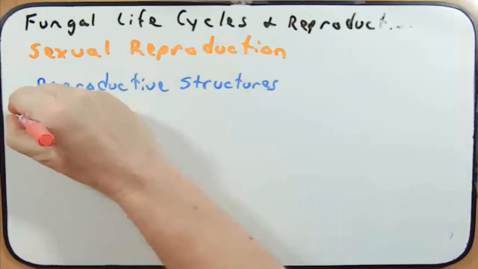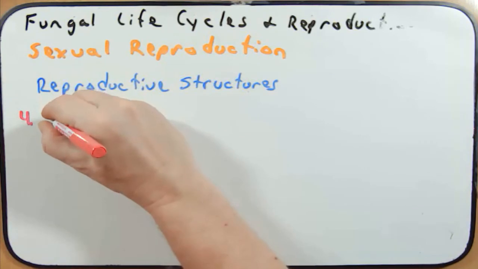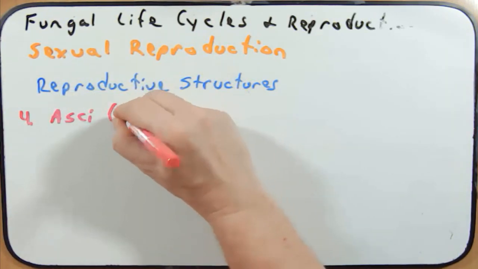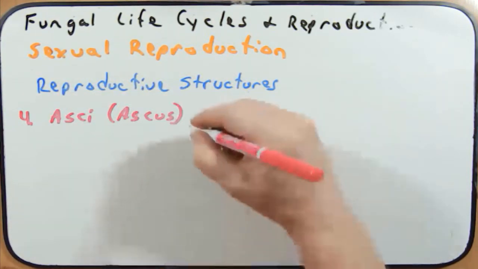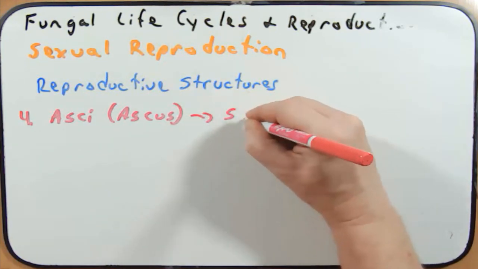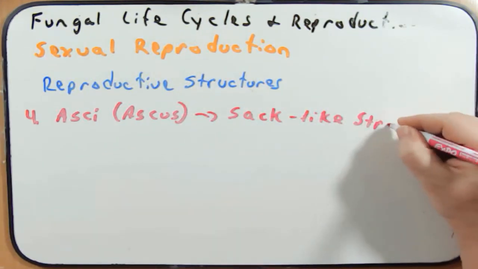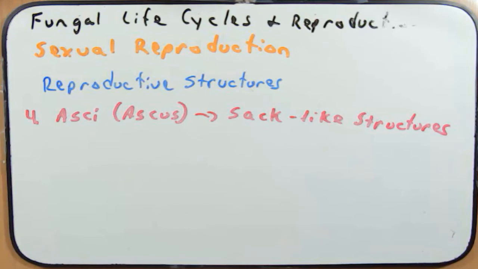All right, let's talk about our fourth structure, and that is the asci, or ascus as singular. Essentially what these are sac-like structures that form off of the hyphae.